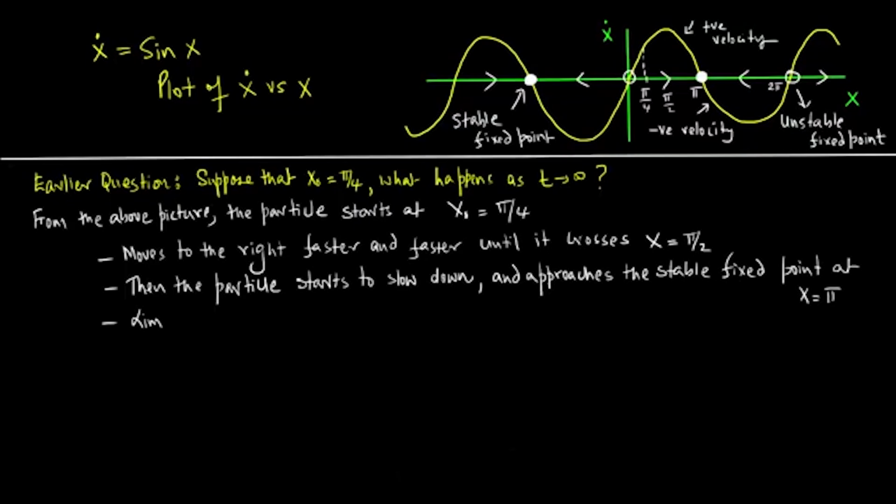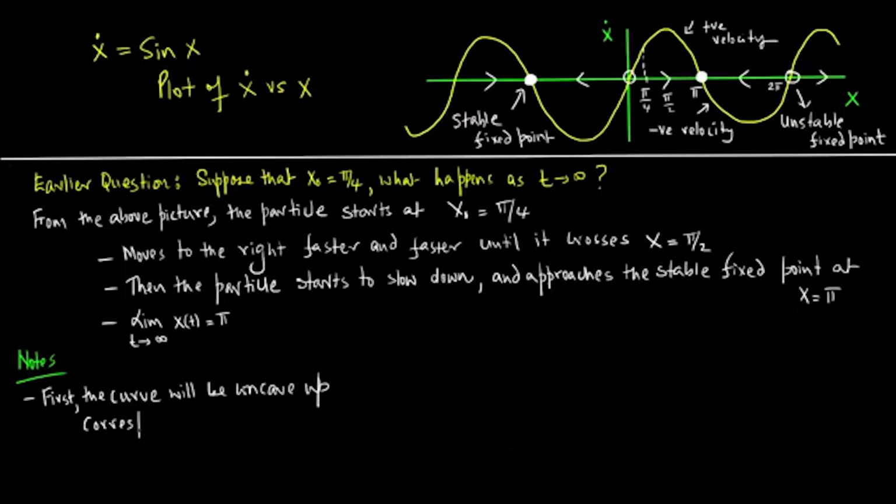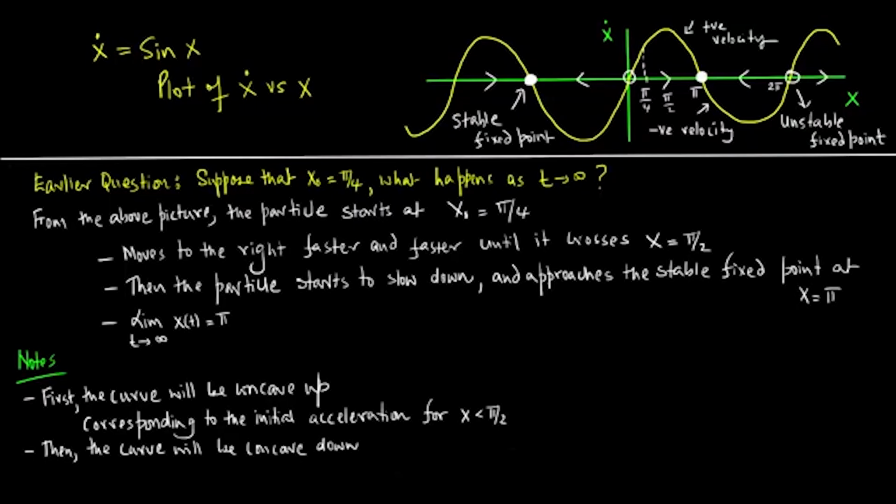So the limit as t tends to infinity, x of t is equal to pi if the particle actually started at pi on 4. Here are some notes. First, the curve will be concave up, corresponding to the initial acceleration for x less than pi on 2. Then the curve will be concave down, highlighting deceleration towards x is equal to pi.